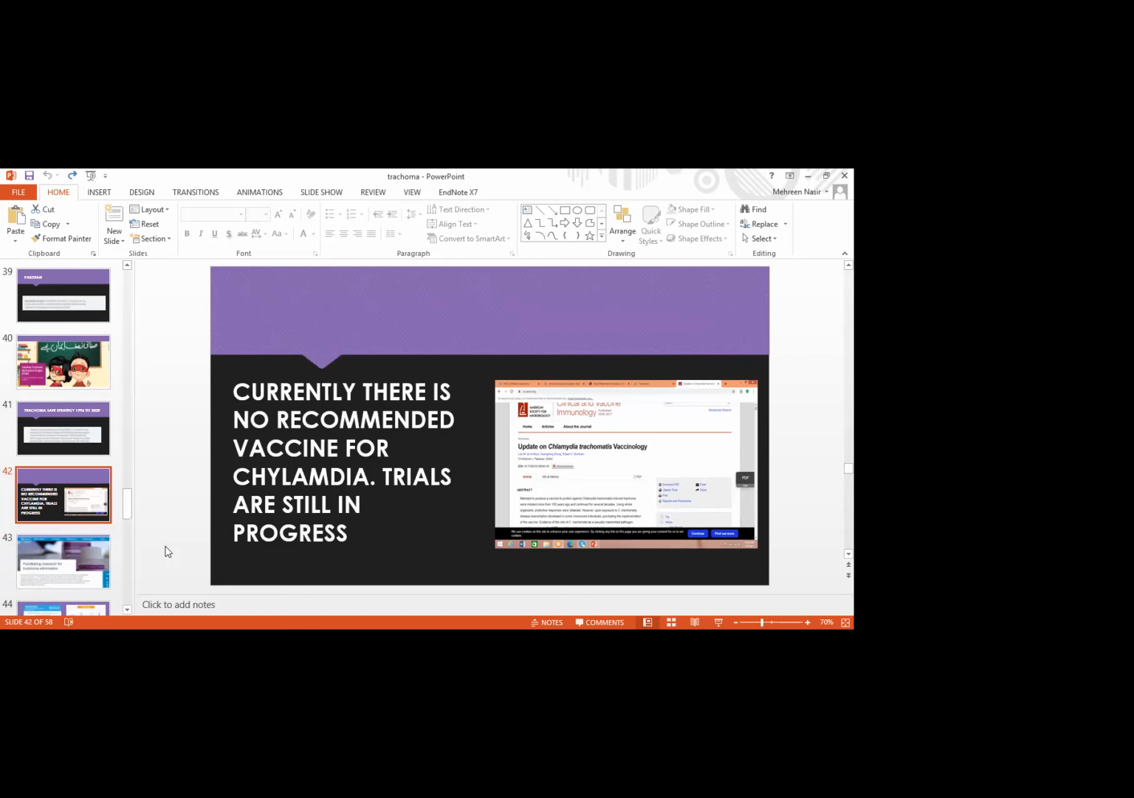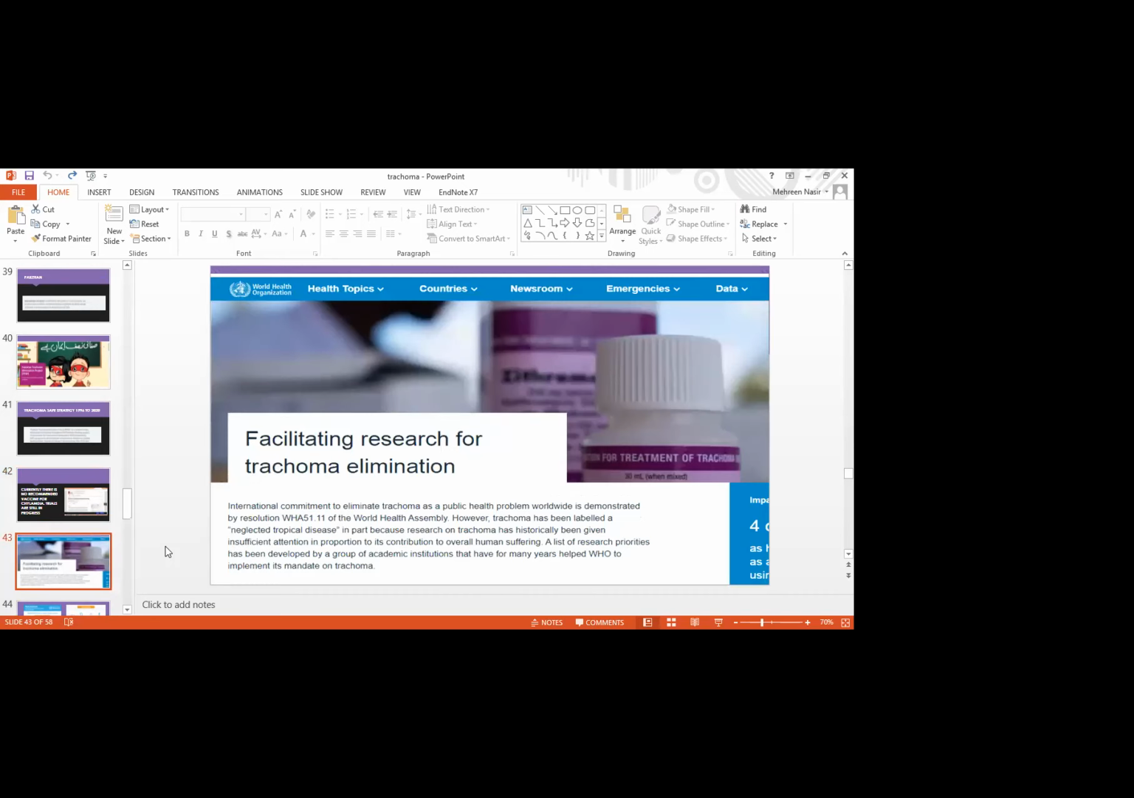Discussing the vaccine, currently there is no recommended vaccine for chlamydia. Trials are still in progress. Facilitating research for trachoma elimination: international commitment to eliminate trachoma as a public health problem is demonstrated by the resolution by WHO. However, trachoma has been labeled a neglected tropical disease in part because research on trachoma has historically been given insufficient attention in proportion to its contribution to overall human suffering.